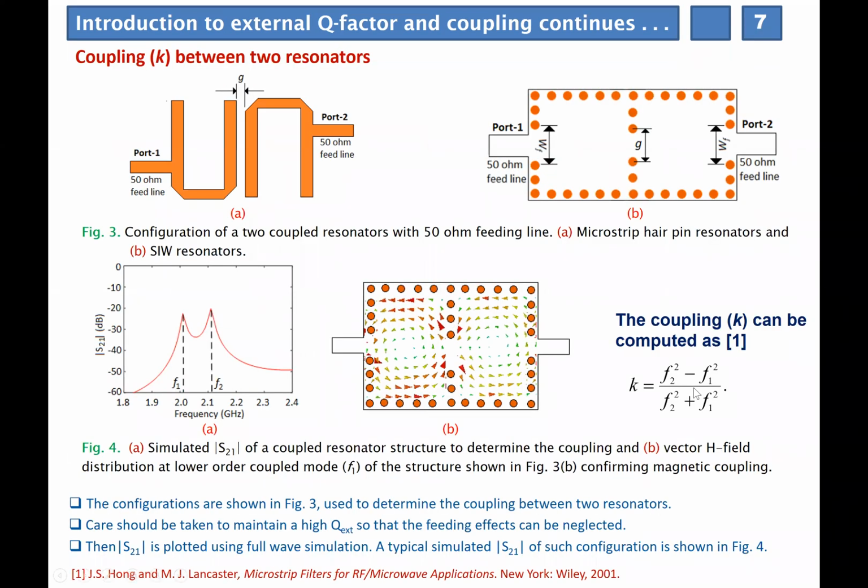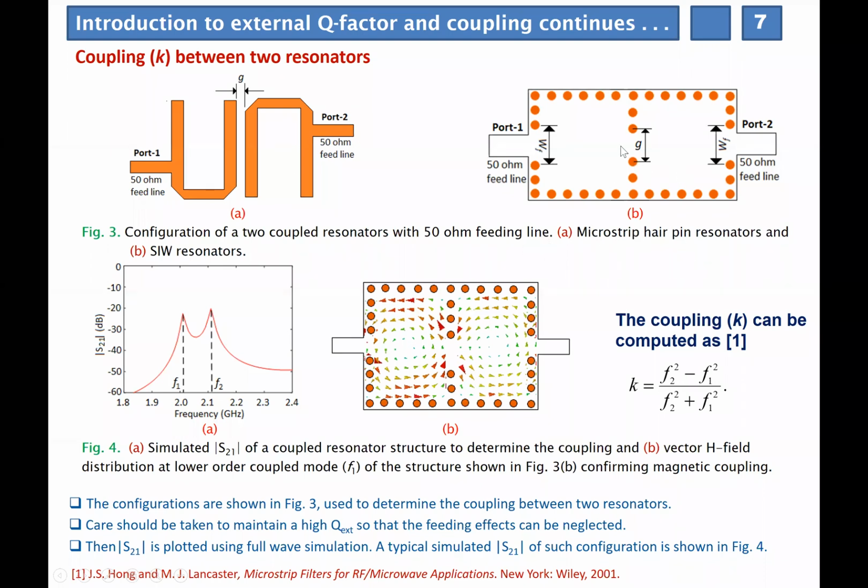Next one is the coupling between two resonators. Figures 3a and 3b show the two resonator layouts. Figure 3a is for the microstrip line, and figure 3b is for the SIW. So here you can see one gap G. From our common sense, we can conclude if we increase G, less energy will be coupled between these two resonators. So if we increase G, coupling will be reduced. If we decrease G, coupling will be increased.